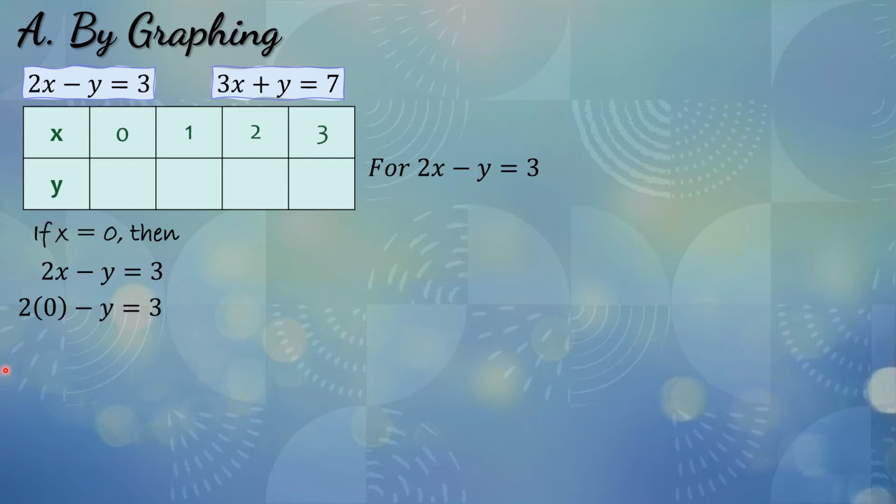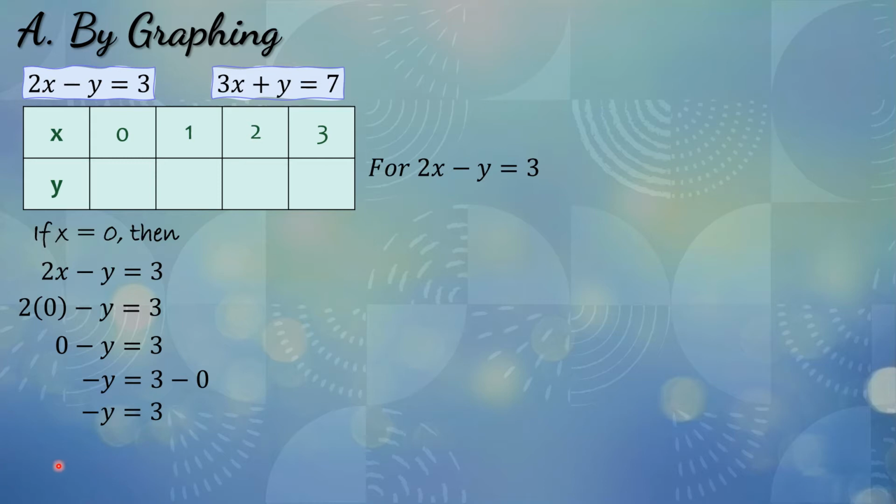So let us now simplify. 2 times 0 is 0. Bring down negative y equals 3. And then let us transpose 0 to the right side of the equation. So this will be negative y equals 3 minus 0. And then the resulting equation will be negative y equals 3.